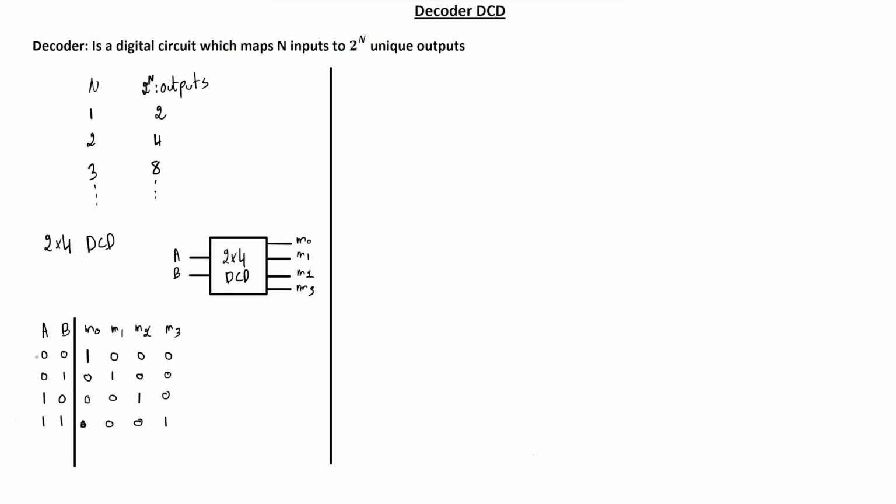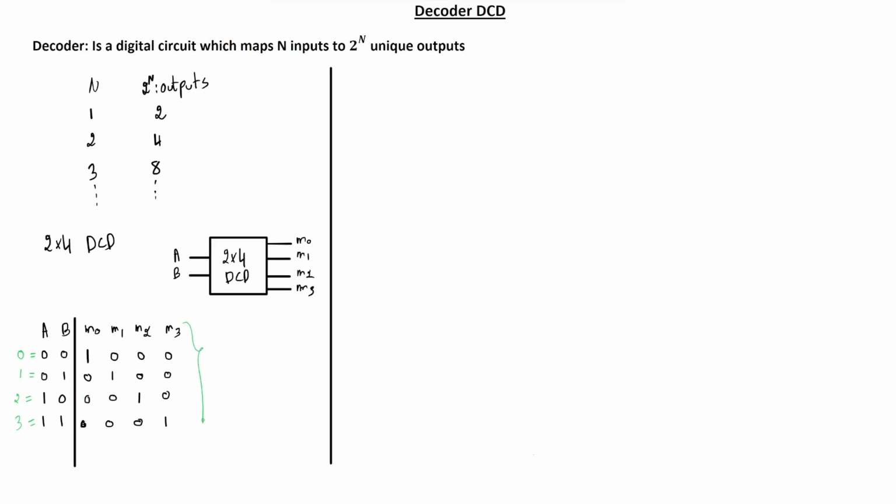Also, we can look at it in another way. So 0 0 in decimal is equal to 0, so that's why M0 will be high and the rest are zeros. 0 1 in decimal is 1, which is why M1 will be high and the rest are zeros. Similarly, 1 0 in decimal will be 2, that's why M2 is high. And 1 1 in decimal will be 3, which is why M3 is high.